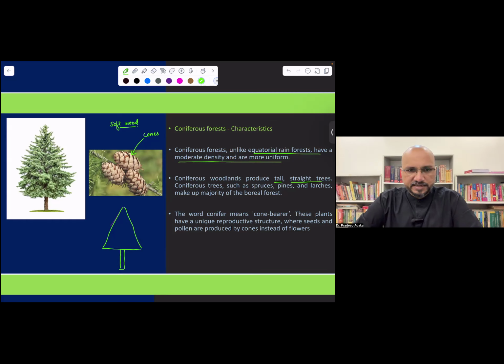You must have studied this, right? Knots reduce the strength of the timber. So coniferous trees, what are these trees? They are spruces, pines, larches. They make up the majority of the boreal forest. So there are different types of conifers: spruces, pines, larches. These are a few types. The word coniferous means cone bearer. So they bear the cones. These cones are the reproductive structures. Inside these cones, their seeds are produced. So these conifers are gymnosperms.